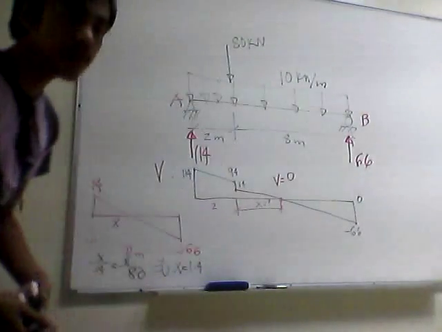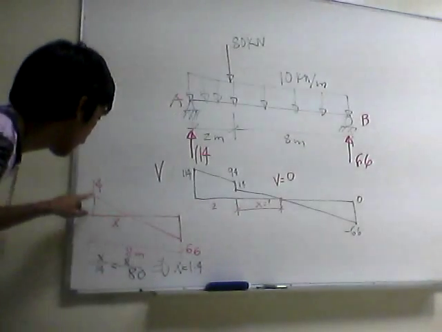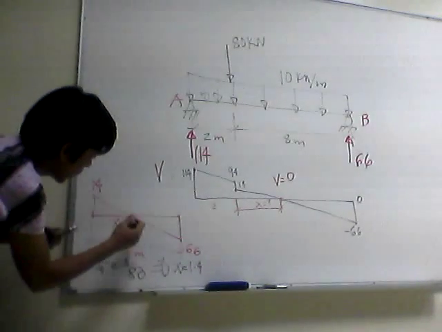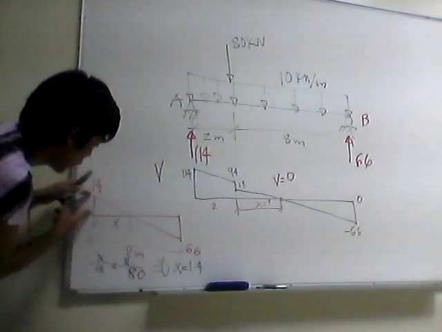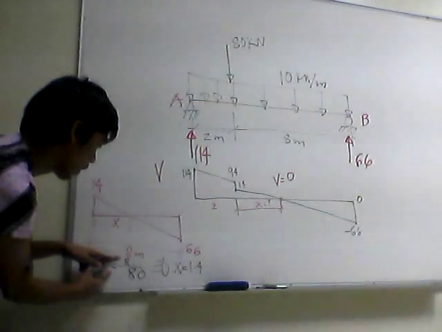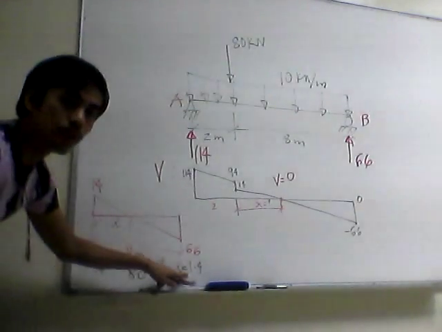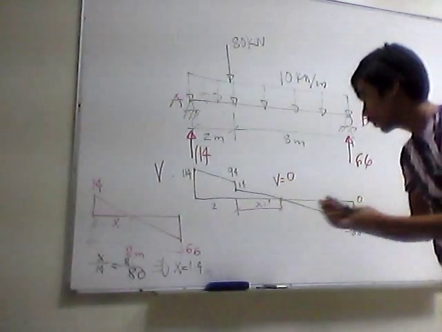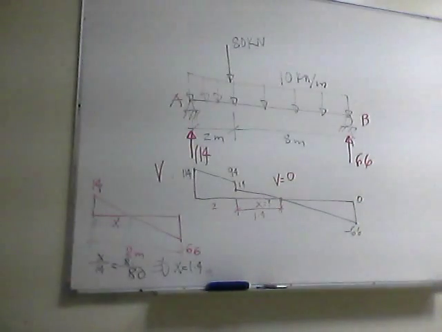Okay? So is it clear? We isolate this portion for simpler illustration. This is 14, we don't know the value of x here, this part, and then this is 8 meters. So x is to 14 as 8 meters is to 80. That will give you the value of x as 1.4 meters. So we know now the value of x here, which is 1.4. We can now draw the moment diagram.